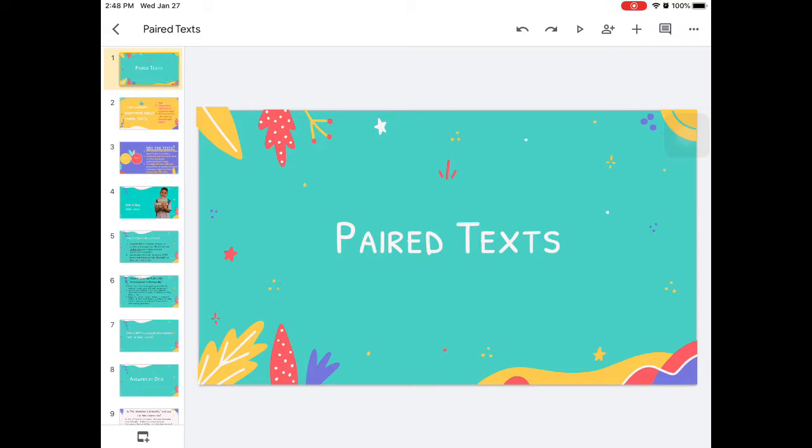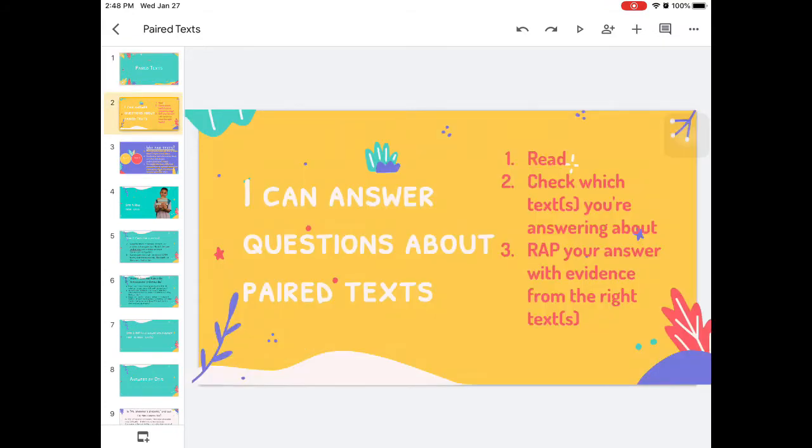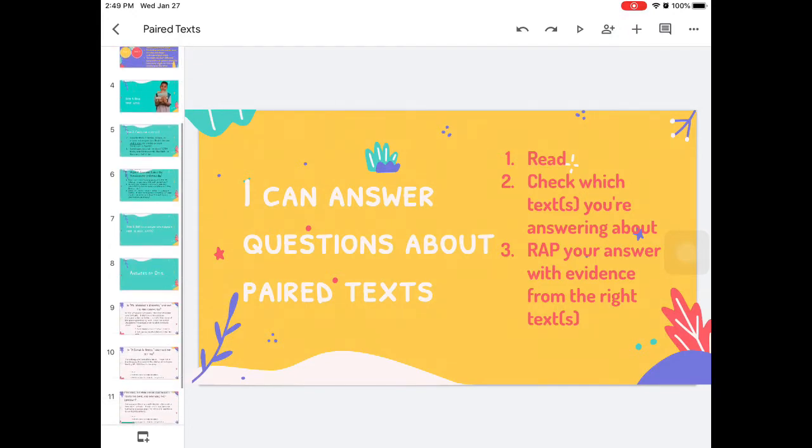Let's take a look at our objective and our criteria here. I'm still trying to answer questions about paired text, and I'm going to do some more combining of answers about paired text today. Not just answering, but combining information. But the idea is pretty much the same. We're going to read two texts, and then when you're asked questions, you need to check which text you're answering about, and then you're going to wrap your answer with evidence from the correct text or texts. And wrap just means, of course, restate the question, answer the question, and prove your answer.